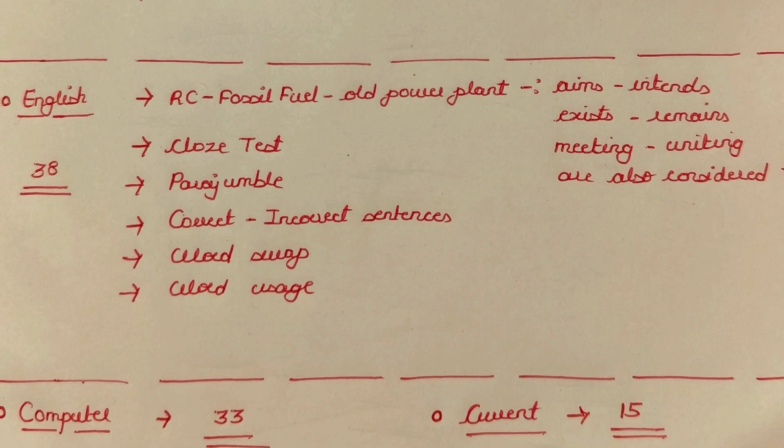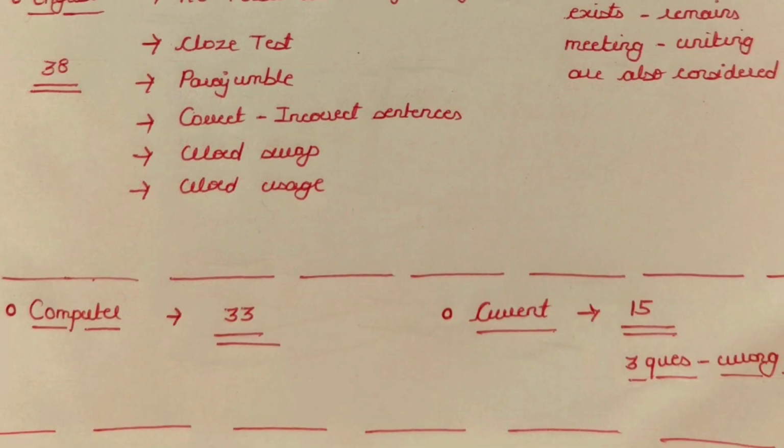Then there were some correct incorrect questions in which the options were very confusing, so I struggled there, and some word swap questions and some word usage questions. These were the questions in English. I attempted only 38 questions, in which I think some question might be wrong. So this was about English, and the next section was of computer.